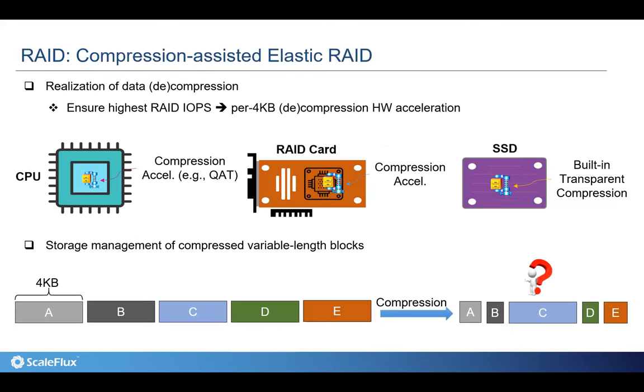But then we encounter a problem: who is responsible for the compression? Here, let's ignore CPU-based software compression because its efficiency is low. We only talk about hardware accelerators. For hardware accelerators, we have three options. The first one is a dedicated compression acceleration card, like the Intel QAT card. The second is that we can use the compression and decompression engine in the RAID card. And the third one is using built-in transparent compression.